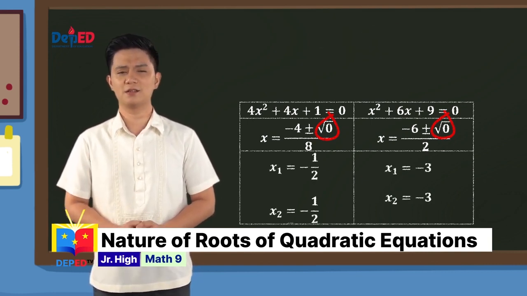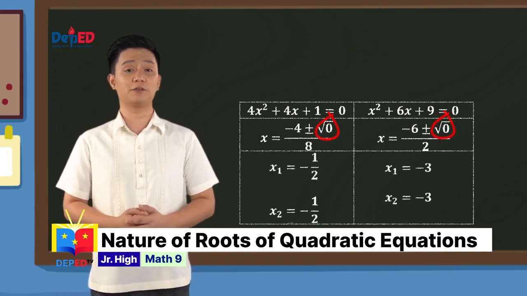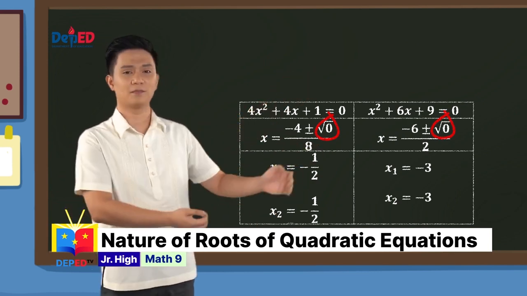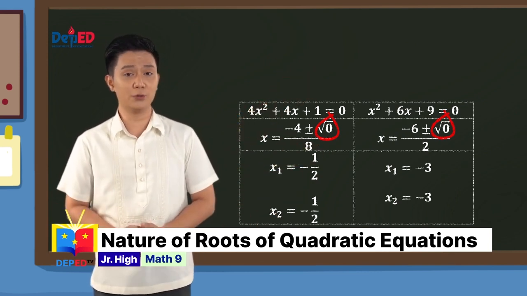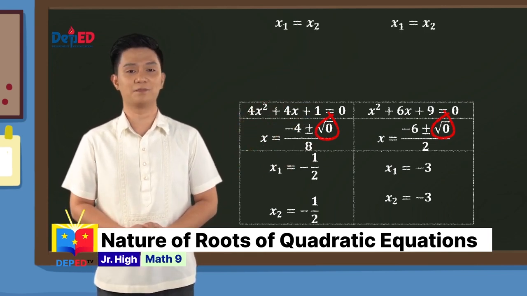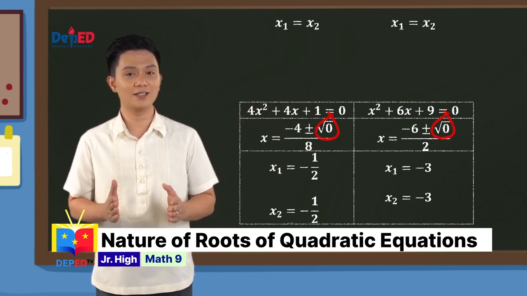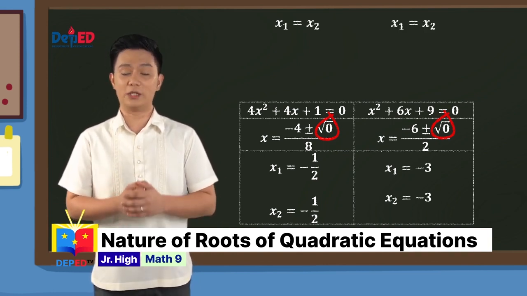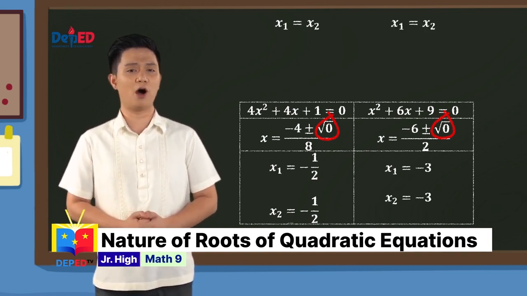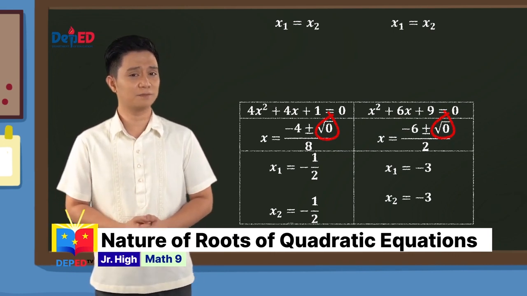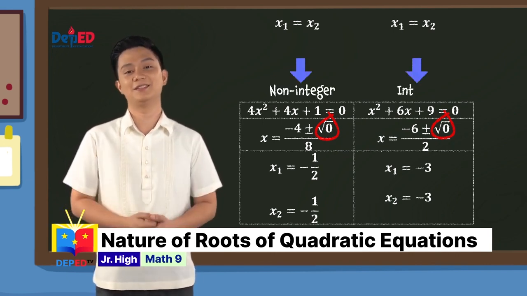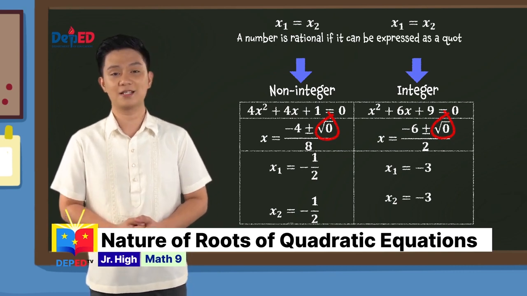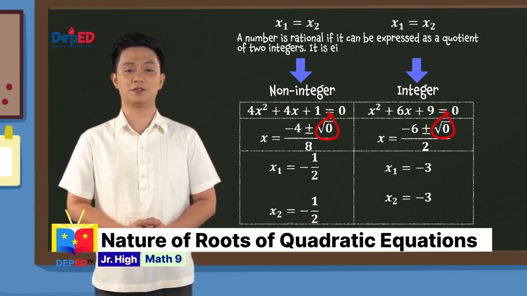Aside from this, were you able to spot another similarity? Let's see this detail. What do we say about the roots of each of the two equations? The roots are equal. Aside from being equal, we can also observe that the roots are what kind of numbers? Rational. A number is rational if it can be expressed as a quotient of two integers.